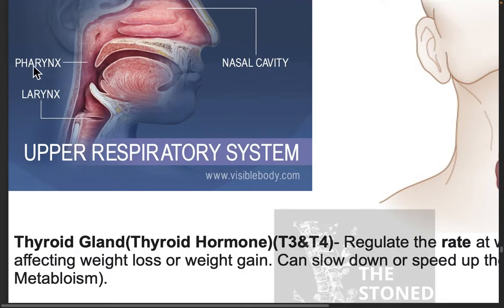And we can say that the pharynx is part of both the digestive system as well as the respiratory system, of course, because the pharynx is part of the respiratory system and also part of the digestive system. Just keep in mind this thing. But the larynx is just part of the respiratory system, not part of the digestive system. Respiratory system. Okay.